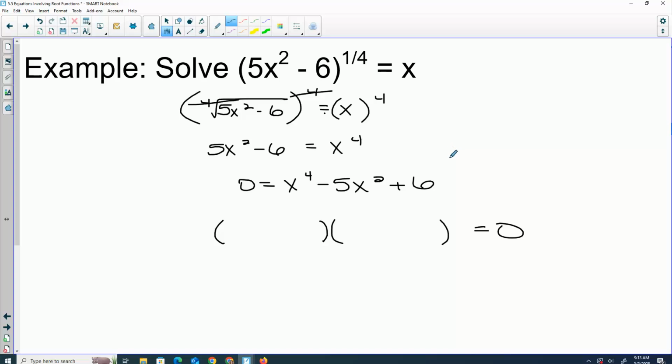What would x to the 4th break into? Okay. What multiplies to positive 6 and adds to negative 5? Negative 2, negative 3, because we need a positive 6, so the signs have to be the same. So that means x squared is equal to 2, or x squared is equal to 3.